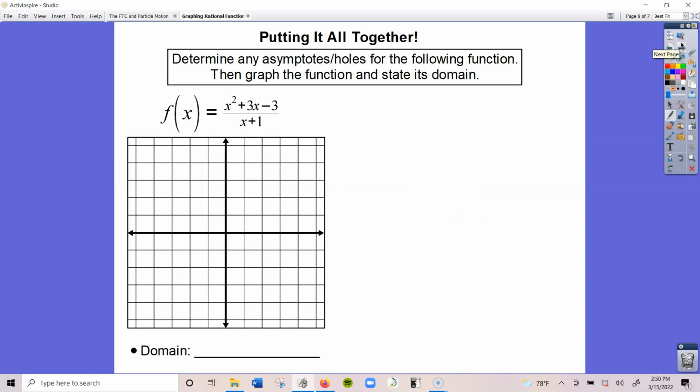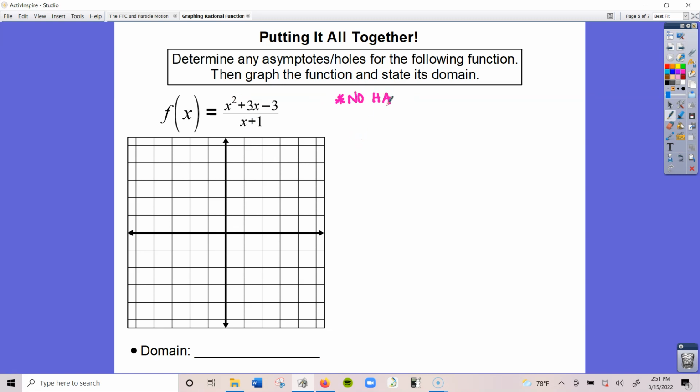So now let's put everything together, and we're going to find the domain of these rational functions here. So let's look at this first equation. We have f of x is equal to x squared plus 3x minus 3 over x plus 1. First off, I noticed that we have no horizontal asymptote because the degree of the numerator is larger than the degree of the denominator.